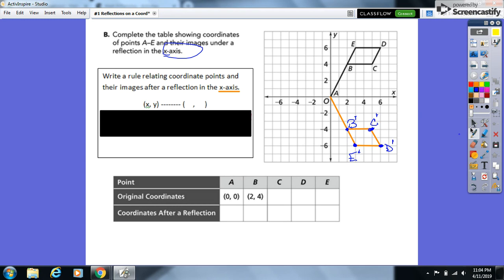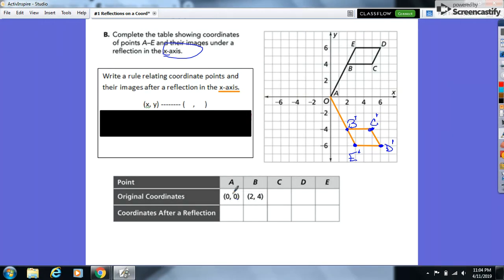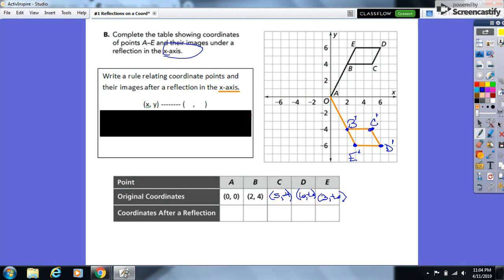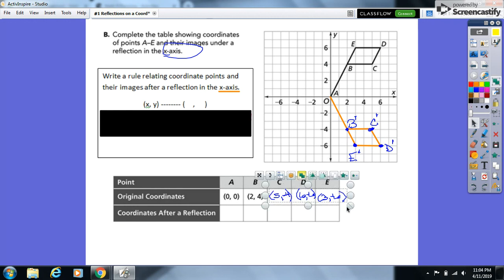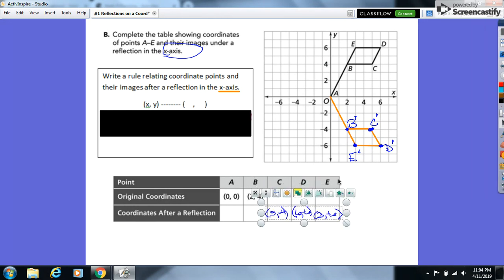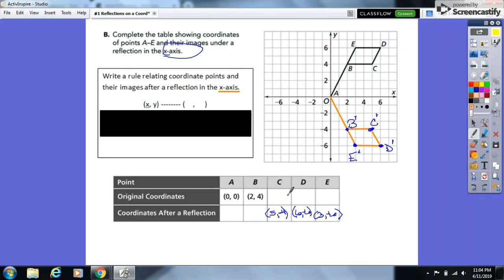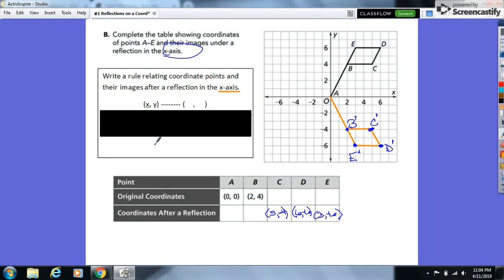All right, go ahead right now, fill out those ordered pairs. Oops, those should all be down at the bottom. What was I thinking? Once you've got those ordered pairs, figure out what rule you can write. What things did you notice?